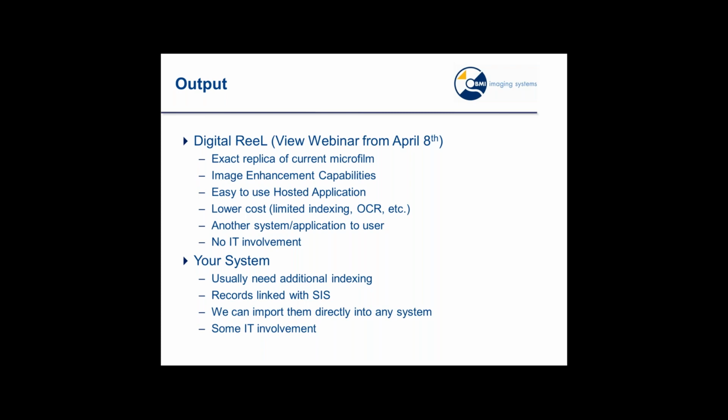You can't just scan the roles and do roll label. I mean, I guess in theory you could. It's just not going to be very good. It's going to be difficult to find things, much more difficult than if you use digital reel and have the OCR and all that. So getting it into your system obviously is the end goal.